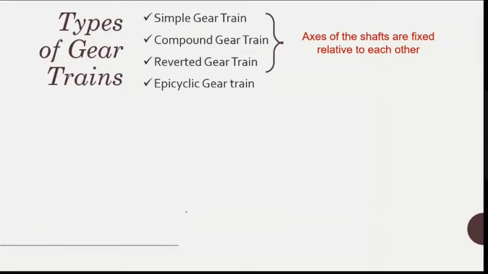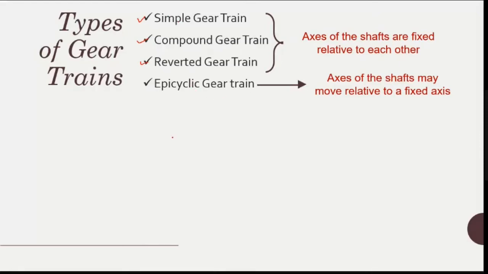Okay, so when the axes of the shafts are fixed relative to each other, that is applicable for these three types of gear trains: simple, compound, and reverted. In these, the axis is fixed, so there is no movement in the shaft. Whereas in epicyclic, the axis of the shaft may move relative to the fixed axis. I will show an example when we look at epicyclic. So first we deal with these three, then we will proceed with that.